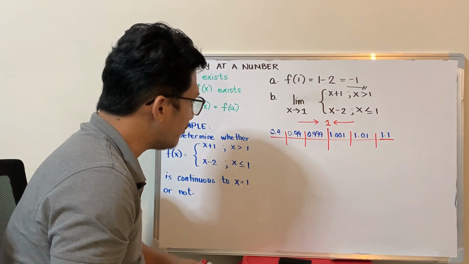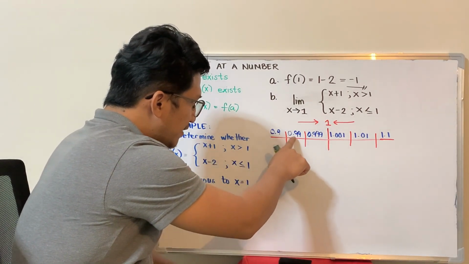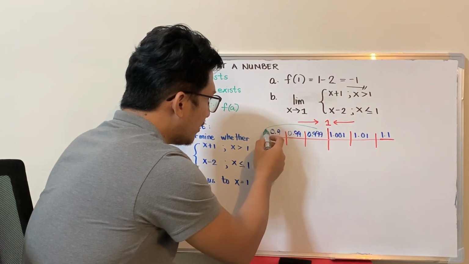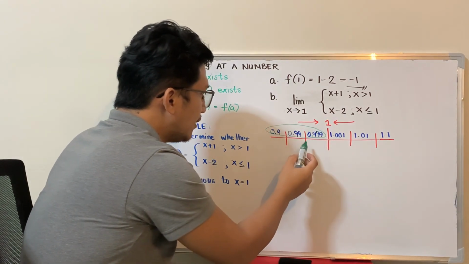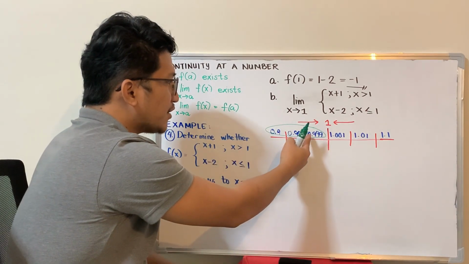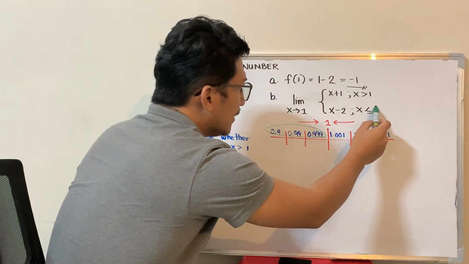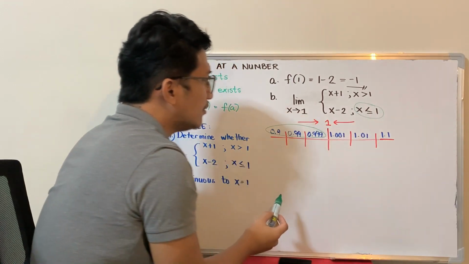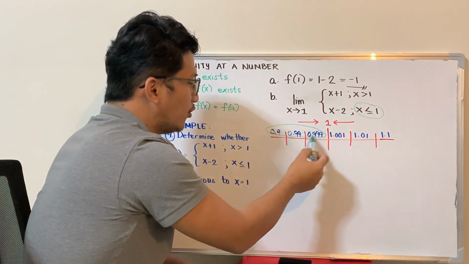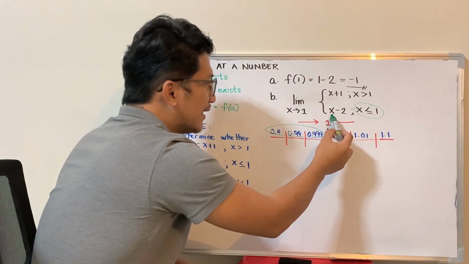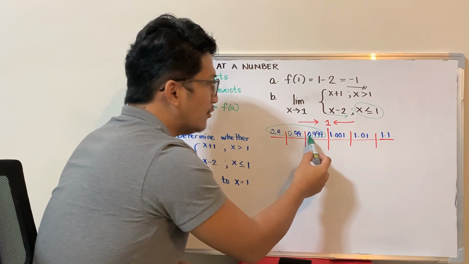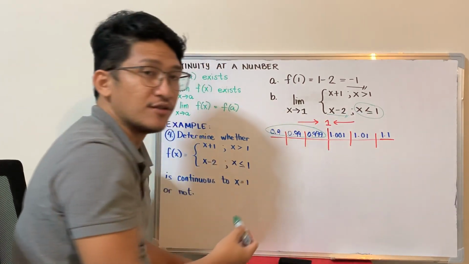So notice that when you say 0.9, 0.99, 0.999, these three numbers are all less than 1. Okay? They are smaller than 1. So meaning they fall here. Or in other words, you have to use this function. Okay? So for these three values, this is the function you need to use because these values satisfy the condition of the x value.